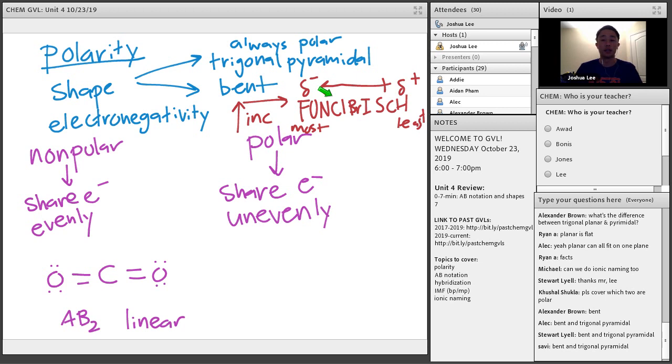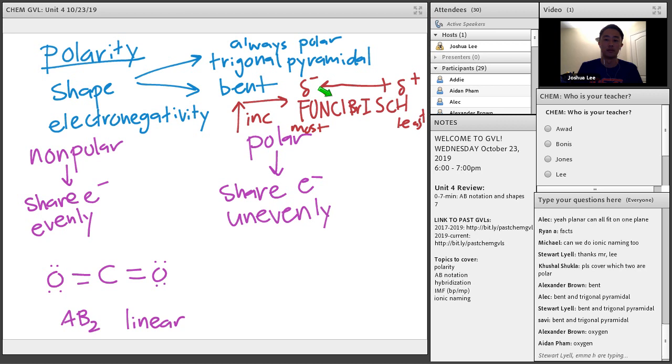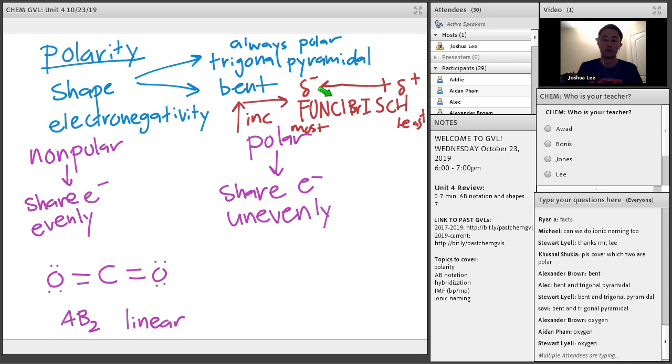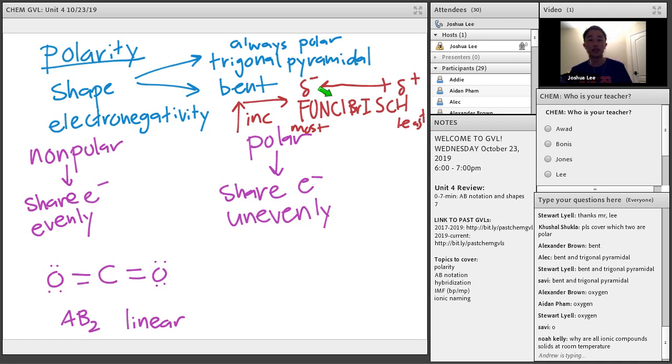So then we look at carbon dioxide. Which one is more electronegative? Oxygen. So then oxygen is going to be greedier. So even though carbon and oxygen are sharing their 4 electrons, if you look at one carbon and one oxygen, oxygen is going to be unevenly sharing. It's going to hold onto the electrons a little bit more, and then it'll share it with carbon.